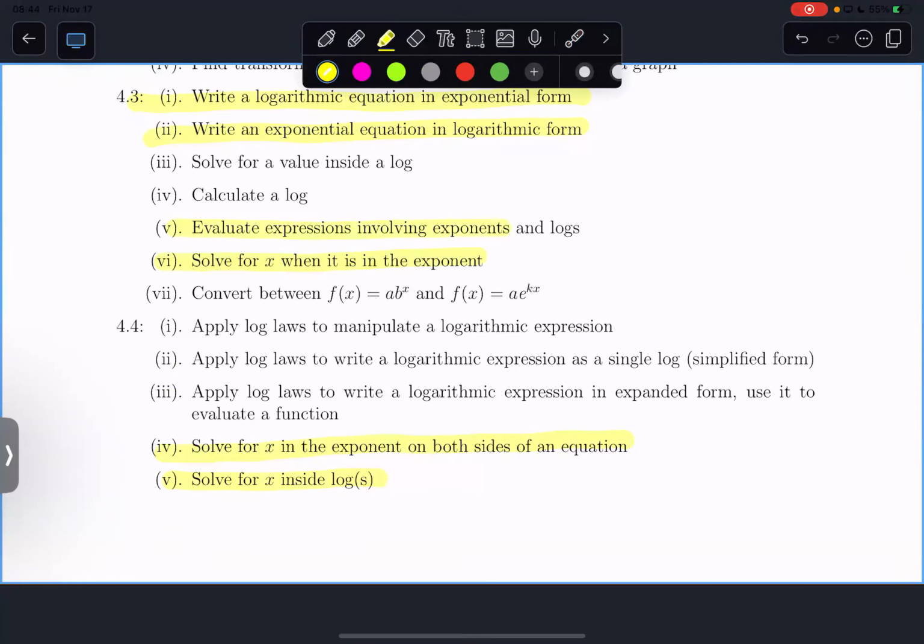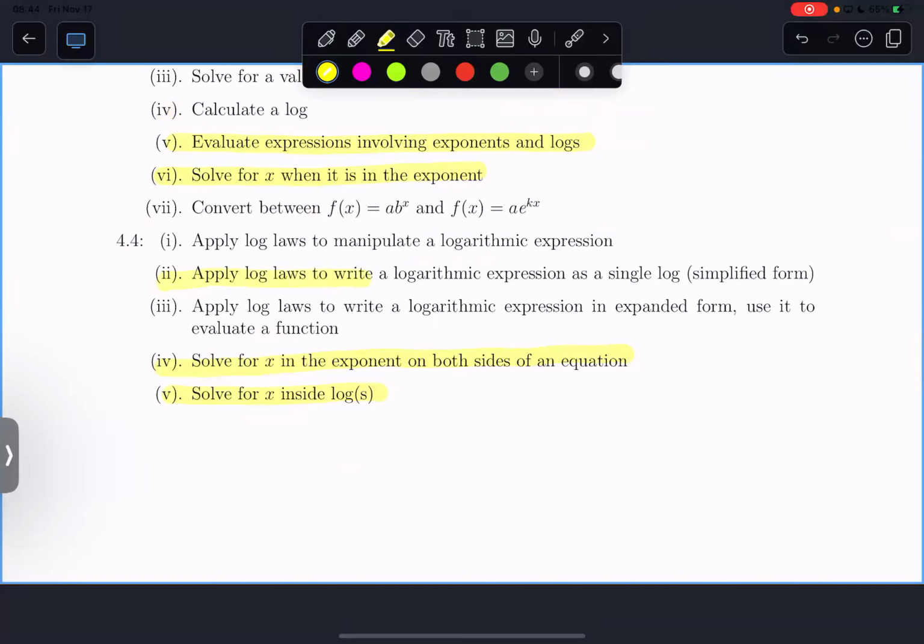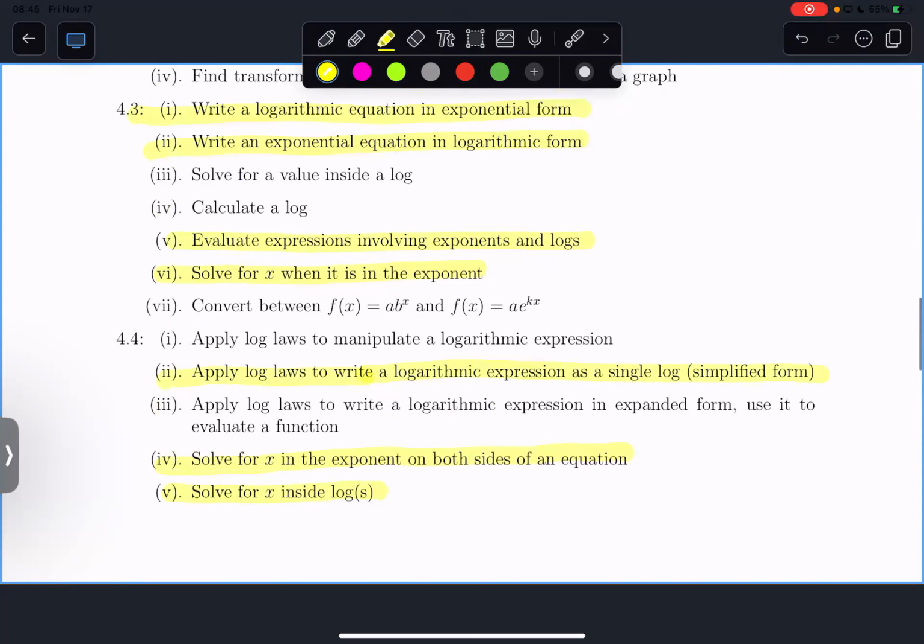How about this generic one? Just evaluate expressions involving exponents and logs. It's generic. I like those. Was it this one or the other one? Oh yeah, no, this one. Yeah, so you get a huge log and you have to zip it up into one log. Nice. How many is that? 15?